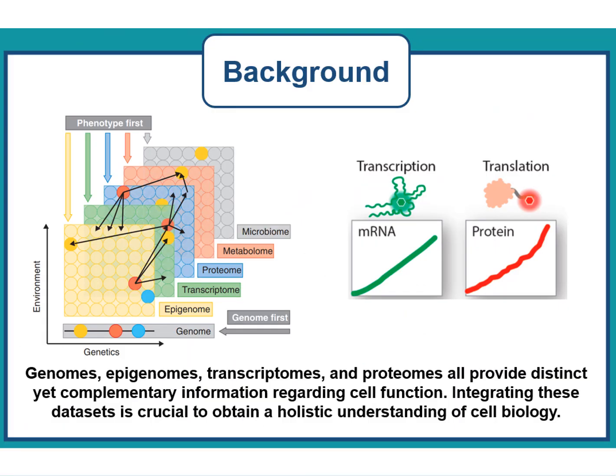So to begin with the background, different omics techniques allow us to characterize the layers of the cell, such as the genome, the epigenome, the transcriptome, proteome, amongst others. And all these layers of the cell provide distinct yet complementary information about cell function. They don't function individually or independently, but they communicate with one another and influence each other in various ways. That's why it's crucial to jointly analyze these datasets to obtain a holistic understanding of cell biology.